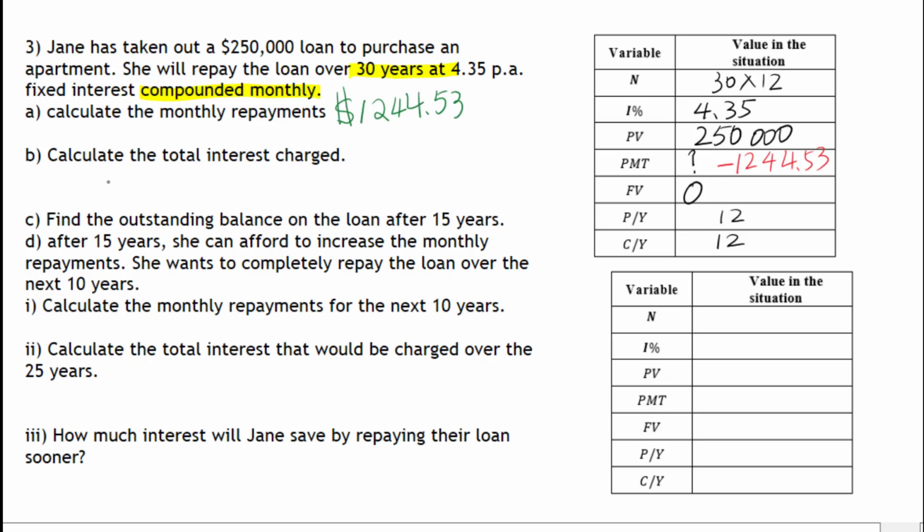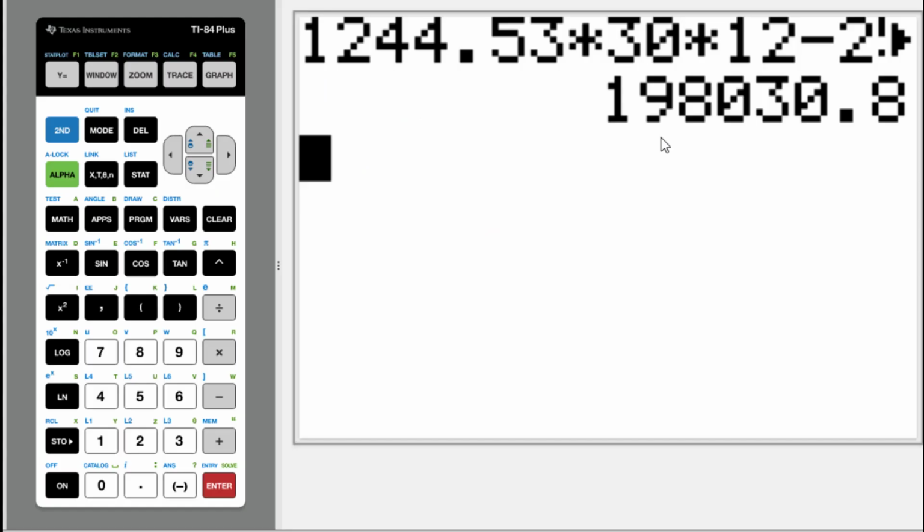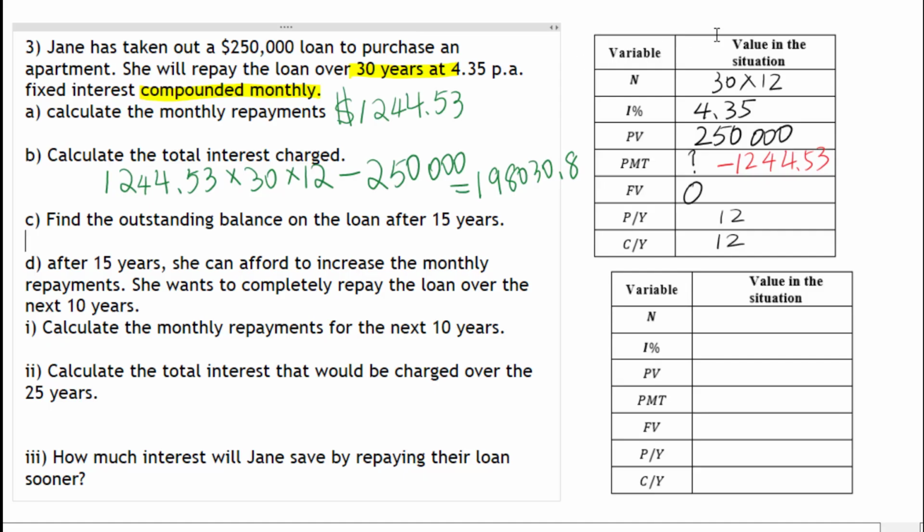B. Calculate the total interest charged. For this monthly repayment, $1,244.53, we multiply by 30 years. Each year is 12 payments. Then we subtract. Present value is $250,000. It's $198,030.80.